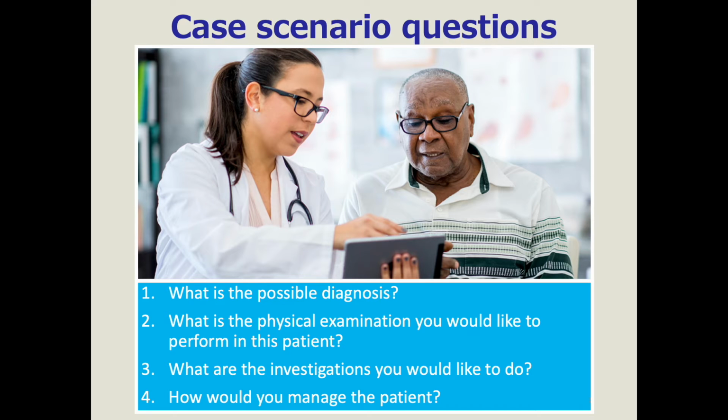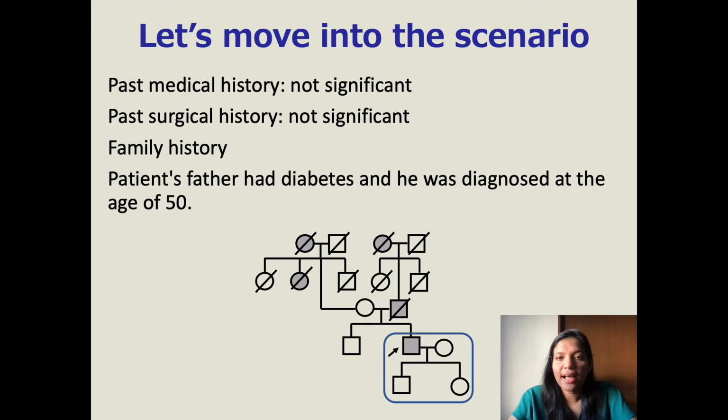This is what is needed in the management of this patient. This is a kind of group work, so you can answer these questions on your own. We will try to find the answers to the questions as we move forward. So these are the other important things in the history of this patient. The past medical history is not significant, and the past surgical history is also not significant. In family history, his father had diabetes and was diagnosed at the age of 50.